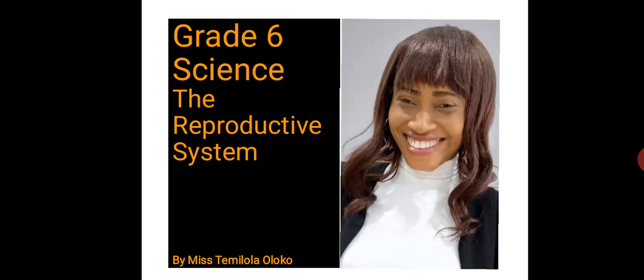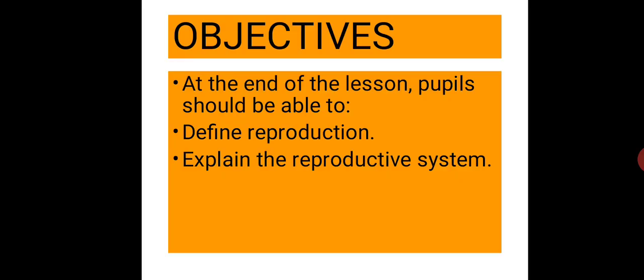Our topic for today is the reproductive system. Can we say that together? The reproductive system. At the end of this lesson, you should be able to define reproduction and explain the reproductive system of both male and female.